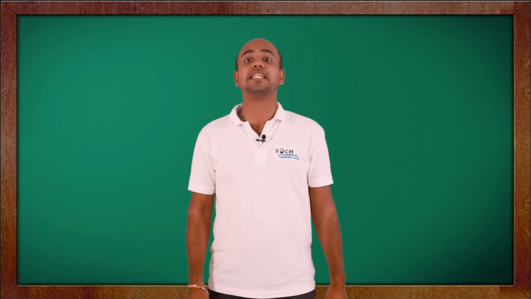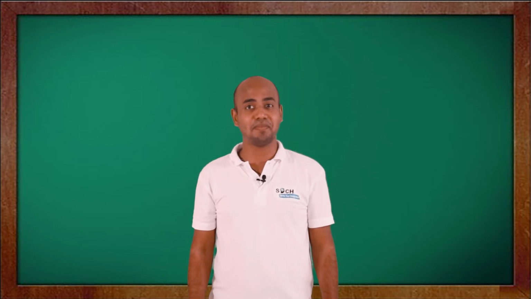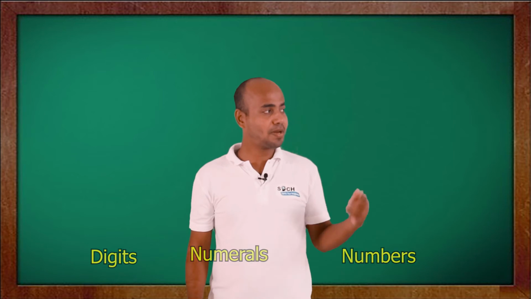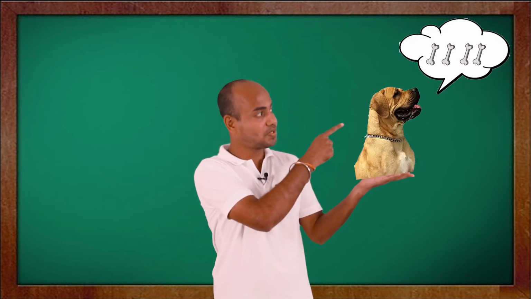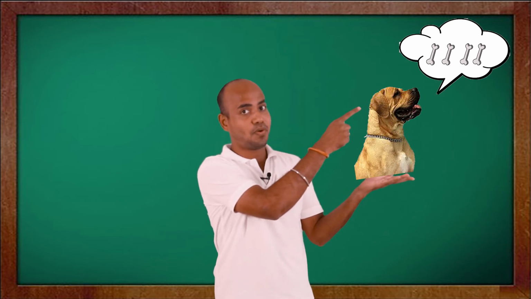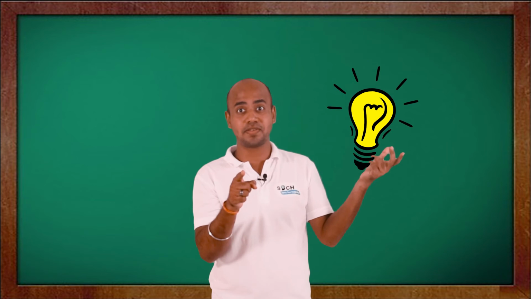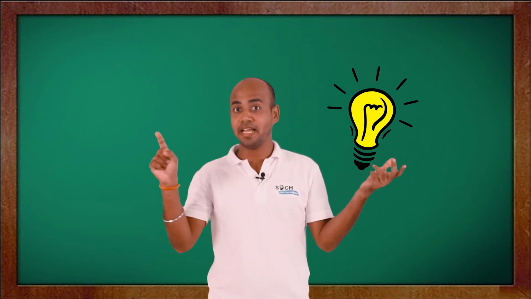Now let's talk about the second part, terms involved in numbers. Now let's take 3 terms: numbers, numerals and digit. I am reminded of a hungry dog thinking of bones. How many bones do you see? 1, 2, 3, 4. This idea is number which has been quantified or expressed as 4 or FOUR 4, and this single symbol is known as digit.